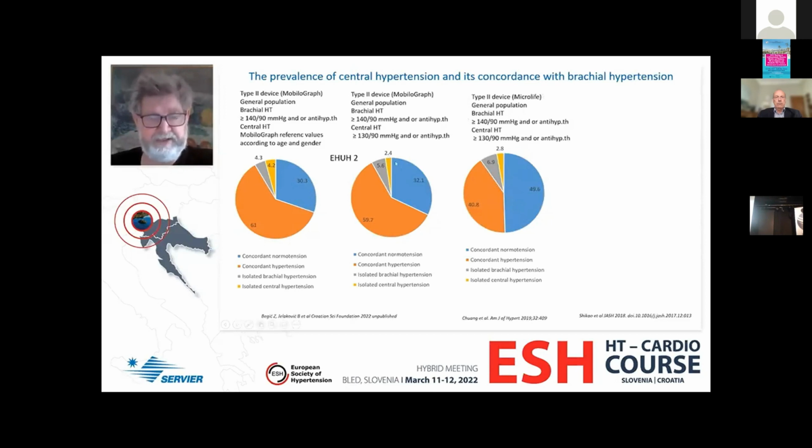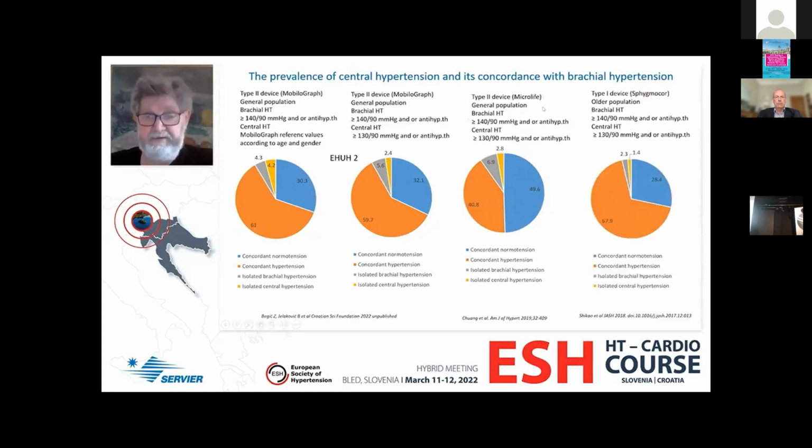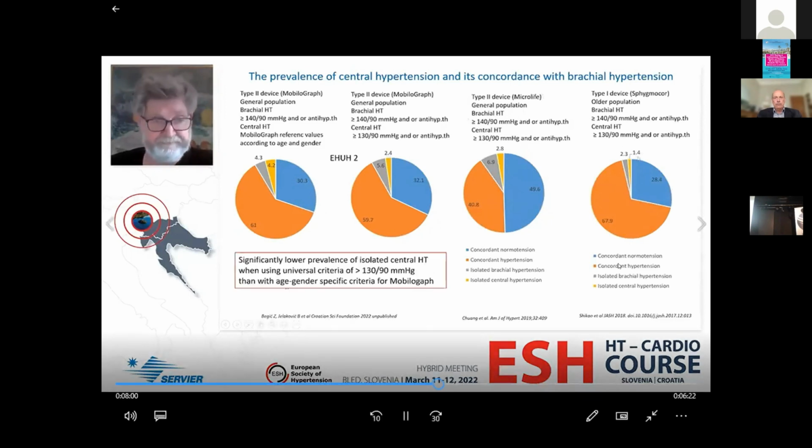And what we found here, you can see the prevalence of isolated central hypertension was the same in our group and the group of Chuang. And I would like to underline that we both used type 2 devices, mobilograph and microlife. Quite contrary, when we compared data with a study which used a type 1 device, SphygmoCor, you can see here that the prevalence of isolated central hypertension was significantly lower.